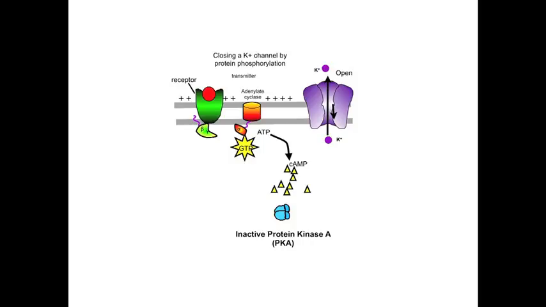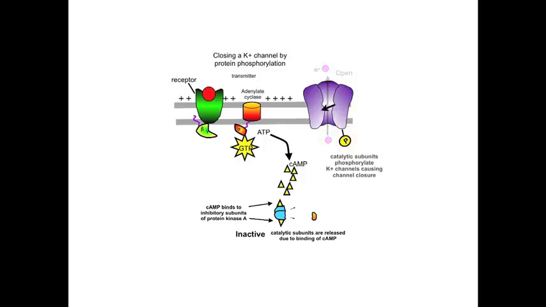The cyclic AMP then binds onto the inhibitory subunits of the inactive protein kinase A, the A referring to the activation by cyclic AMP. When the inhibitory subunits bind cyclic AMP, it allows the catalytic subunits to dissociate and then become active. The active catalytic subunits then phosphorylate an ion channel, a potassium channel in this case, causing the channel to close, thereby depolarizing the cell.